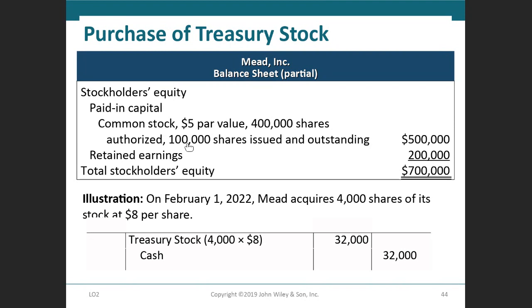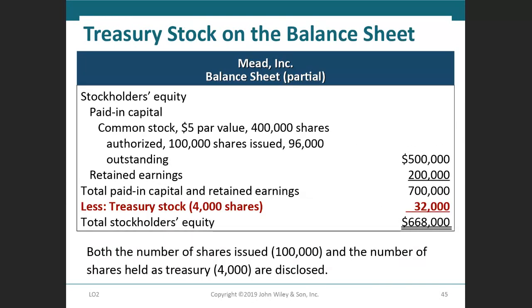That is right. It can be given to somebody else. If it is given to somebody else, they will then become owners. Deducted from the 100,000? Yes, it is deducted. It's shown 96,000 outstanding. That means right now the company is owned by stockholders who own 96,000. Does that make sense? So if we come here, this 32,000 is subtracted from the total equity, making it 668,000.